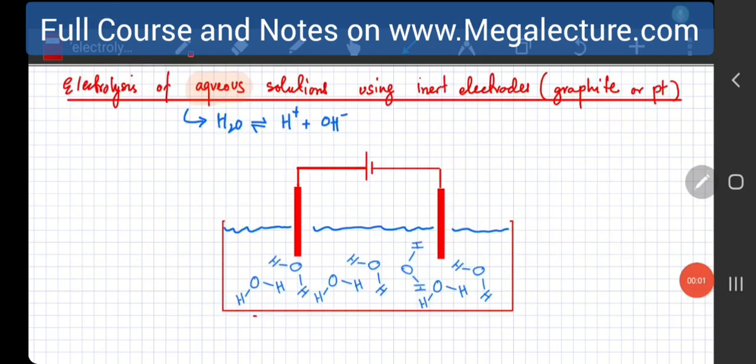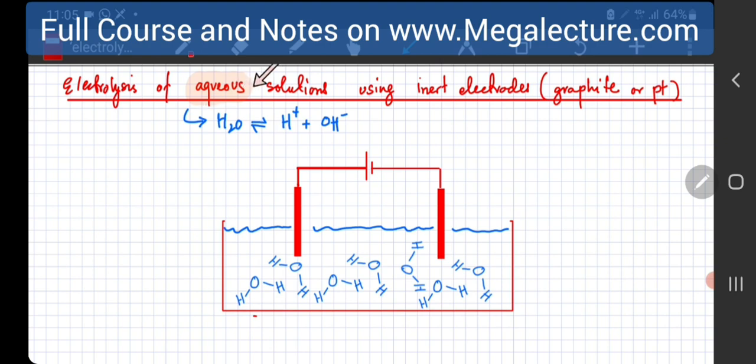The next thing that we're going to try and do is electrolysis of aqueous solutions using inert electrodes, which is again graphite or platinum. Graphite is the cheaper option. Platinum is the more expensive option. So inert electrodes, so the electrodes are not doing anything. They're only conducting electricity. They're sending electrons from one side, pulling electrons from the other side. That's what the battery is doing. So the electrodes are just conducting, helping the electrons move along.